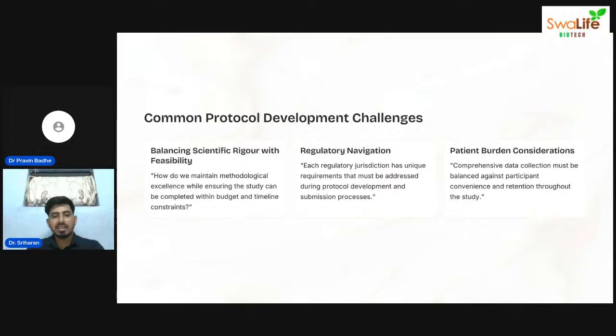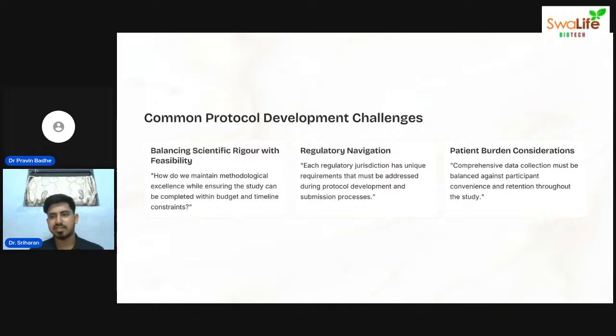Common protocol development challenges. The main challenges are time and budget. Our studies should not have inconsistency or be misleading. The main thing is the study timeline. Another one is regulatory navigation, because we have to follow different regulatory procedures for different countries. Regulatory navigation is difficult to follow, and submissions can get rejected by the reviewer. Different countries follow different rules and regulations.